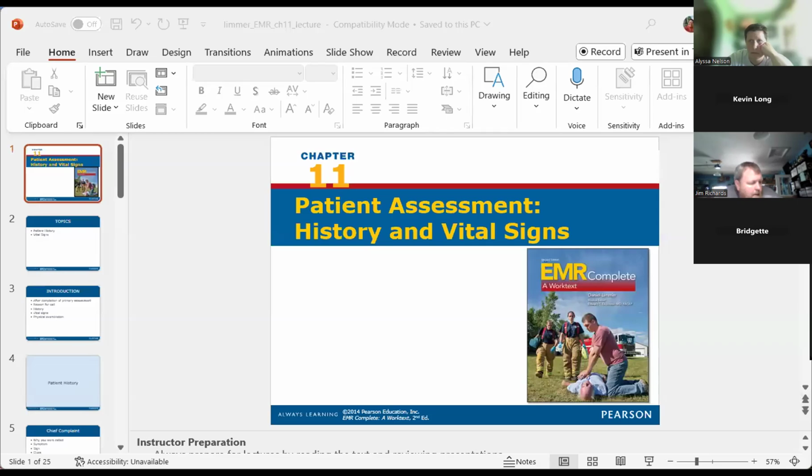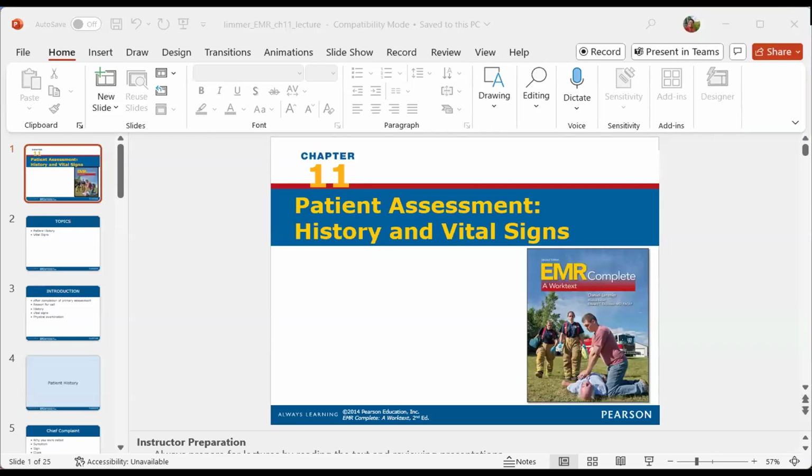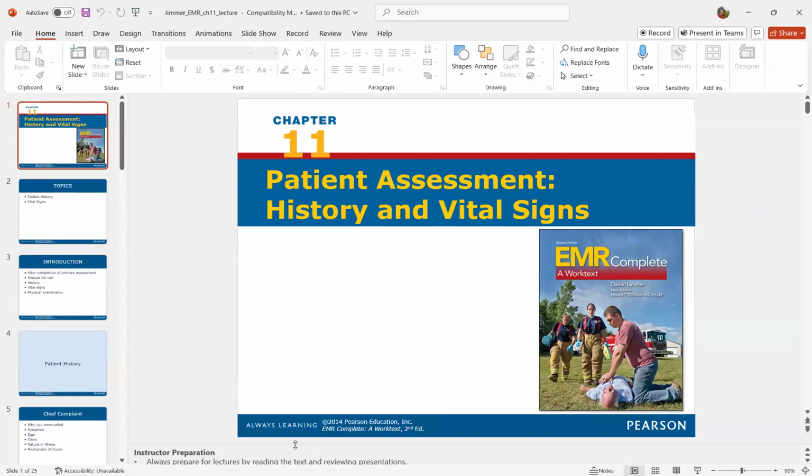So let's see, I'm going to share my screen here and we will go with chapter 11 because that's what we're going to start with tonight. All right, I'll downsize us into the corner and make this bigger so you can see it.